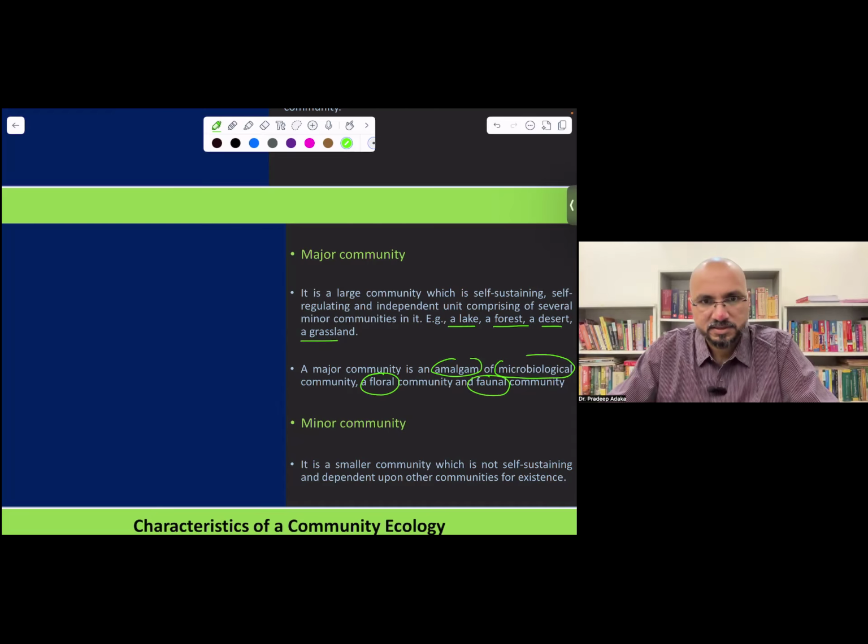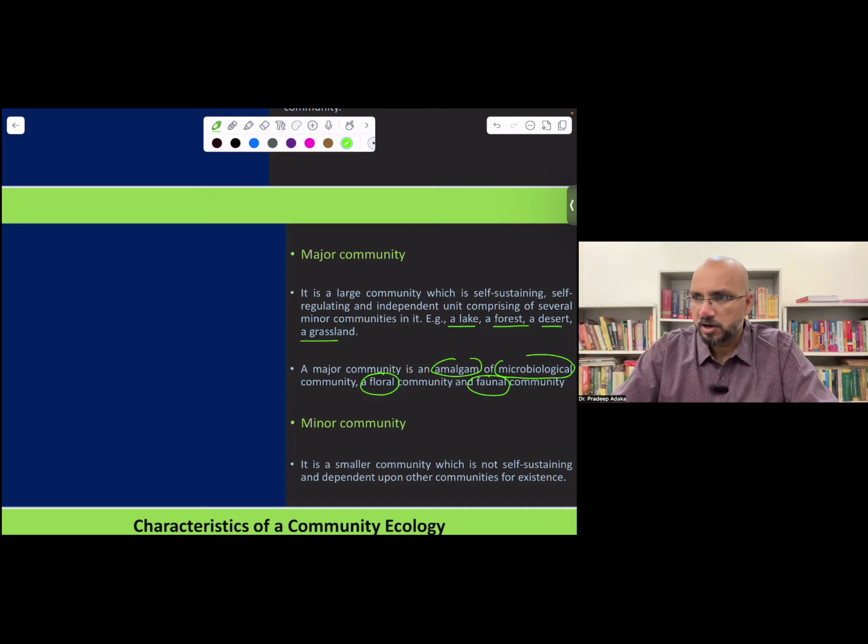So herbivores depend upon plants, carnivores depend upon herbivores, and microbes depend upon plants, herbivores, and carnivores. When they die, they provide food in the form of organic matter to the microbes. They are all interdependent, because plants are dependent upon microbes too. Microbes degrade the organic matter and provide the inorganic nutrients which are required by plants. That is nutrient cycling. So a major community consists of the plant community plus the microbial community plus the animal community, both herbivores, carnivores, and decomposers.